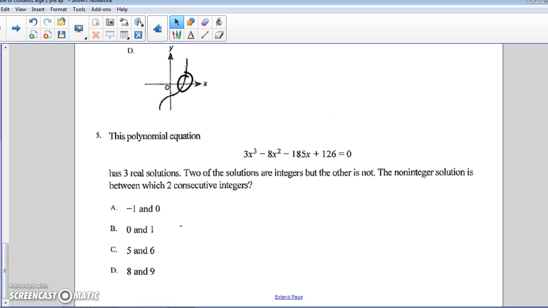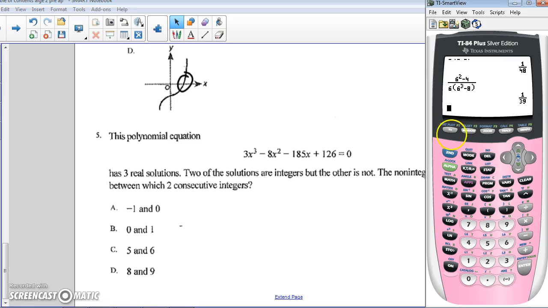Last is number 5. This polynomial equation, given here, has 3 real solutions. 2 of the solutions are integers, but the other is not. The non-integer solution is between which 2 consecutive integers? Well, either do Polysmlt or type this in your calculator and see what you get as your answers. Polysmlt would be quicker. I'm going to type it in.